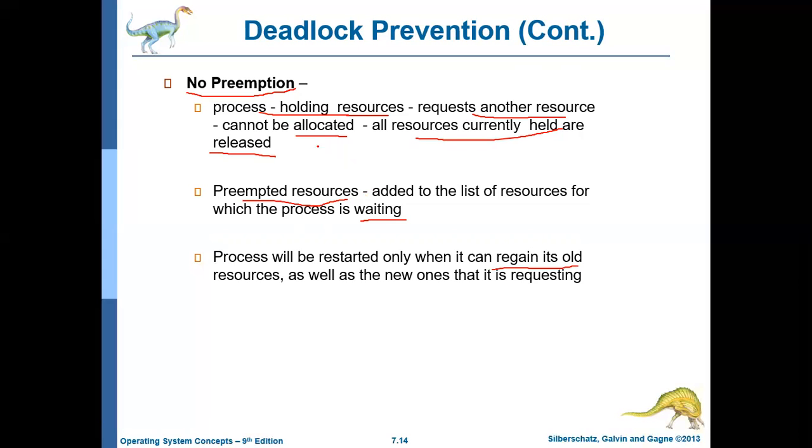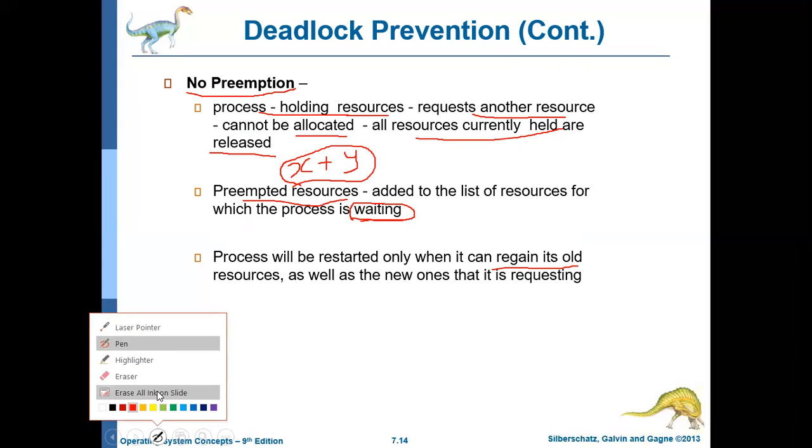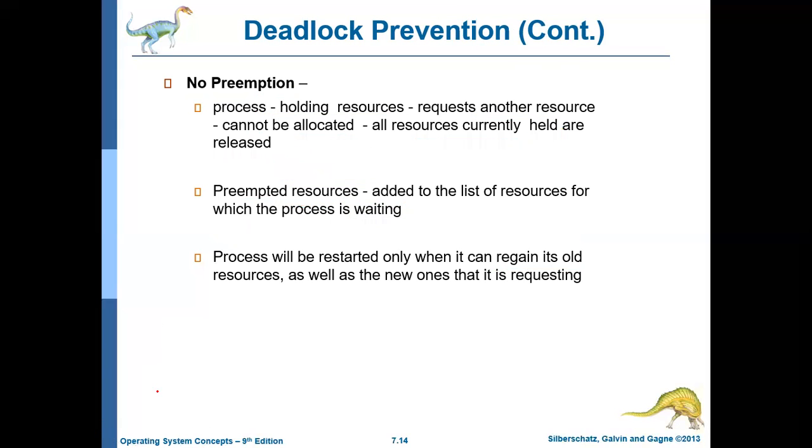Say it recently released some X resources, and further it is waiting for some Y resources. All those resources will be added to the list of resources for which the process is waiting, and the process will be restarted only if all these X plus Y resources are available at the same time. Until then, it will be waiting. If these rules are followed, then the condition can be avoided. Why do we want to avoid it? Because by avoiding any one of these conditions, deadlock can be prevented.